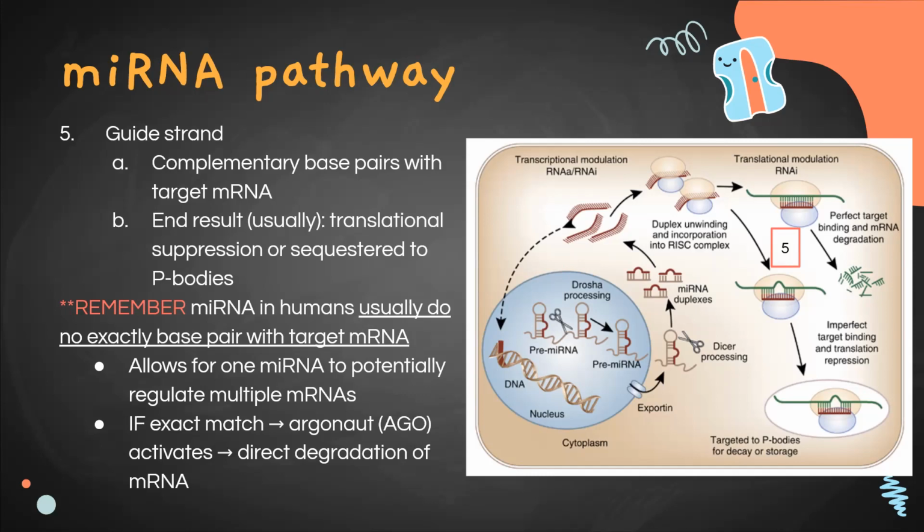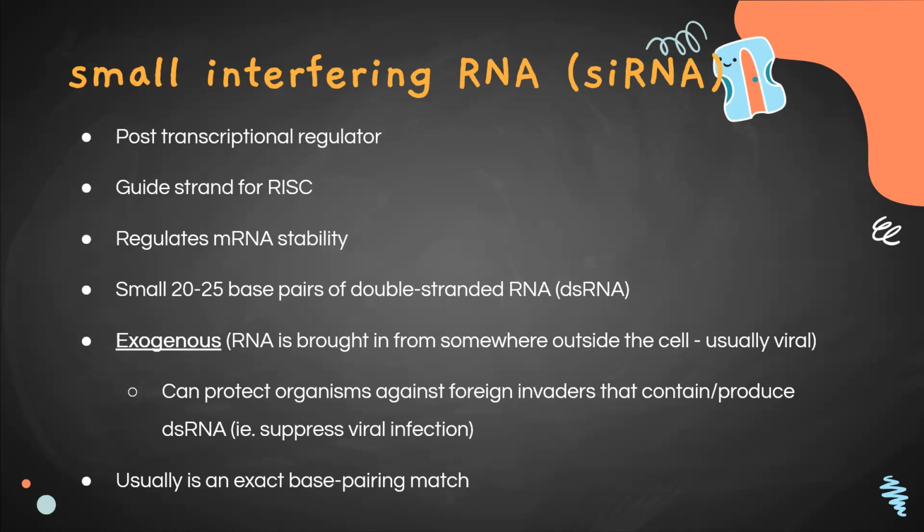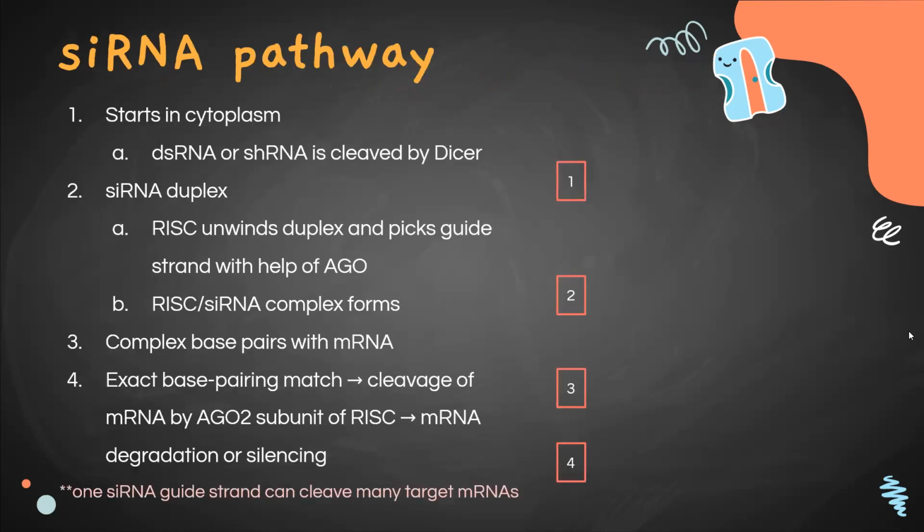But yeah, speaking of siRNA, here's siRNA. A lot of similarities to miRNA, except that it's exogenous, so it means it comes from outside of the cell. It's usually viral. So think about, maybe like a vaccine, it comes in from the outside rather than being produced from the inside. And it's usually an exact base pairing, like I said earlier. Next slide.